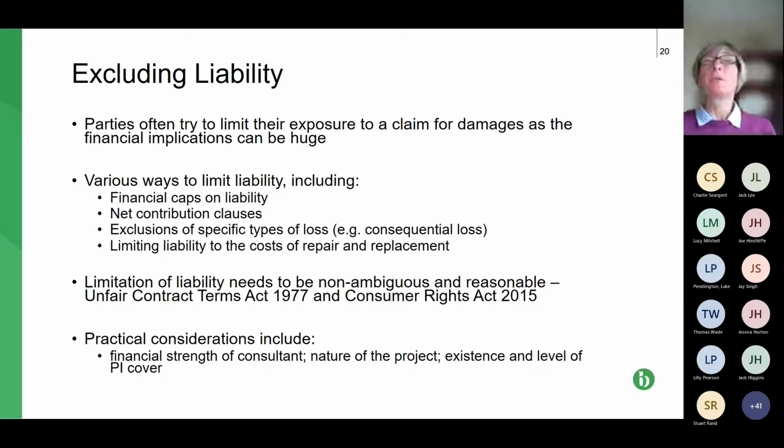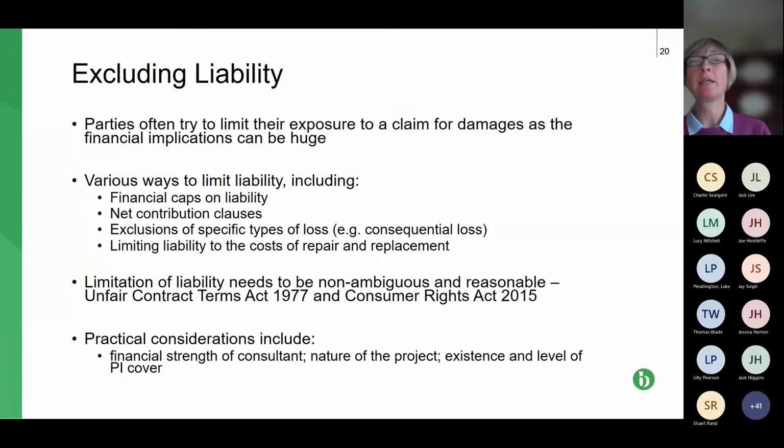Next bullet point, you might want to exclude specific types of loss. So for example, consequential loss. For various reasons, that's not a huge benefit, because it doesn't, for example, include loss of profit. Loss of profit isn't generally a consequential loss unless it's specifically stated as being a consequential loss. So either party is going to be paying loss of profit typically.